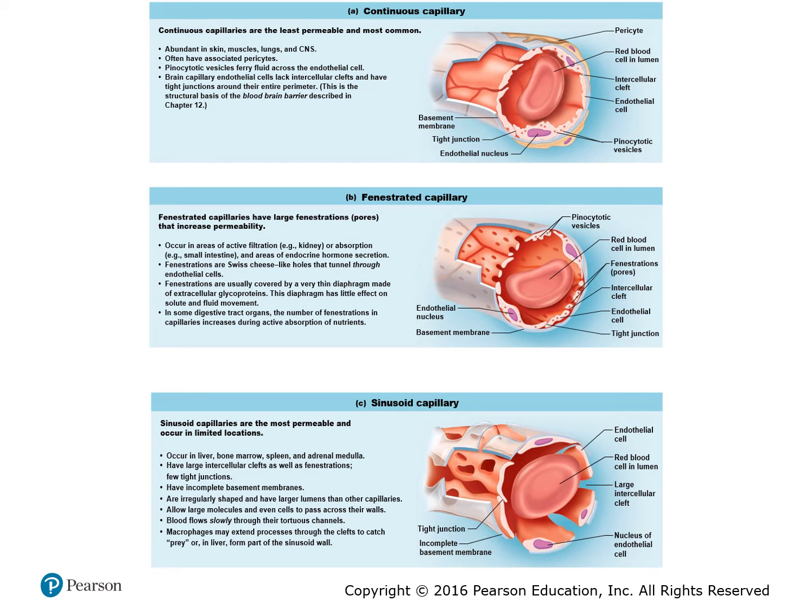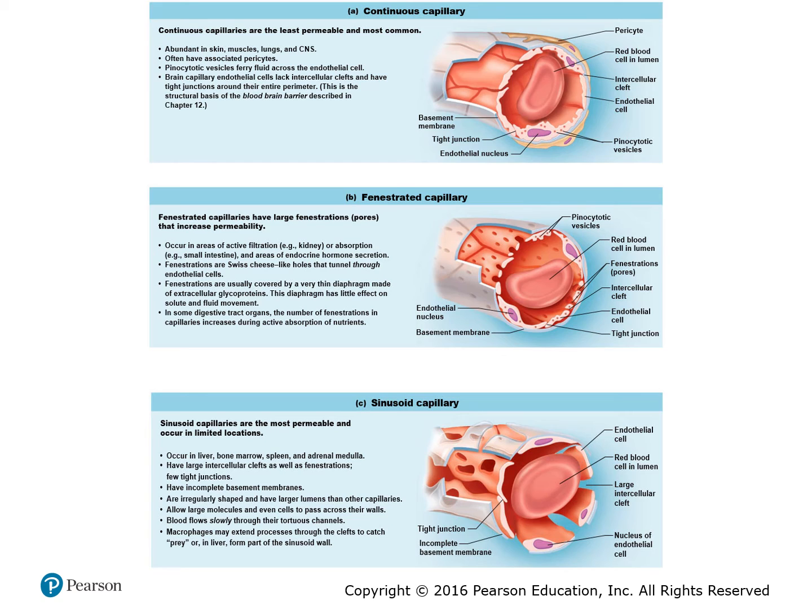Next, we have the fenestrated capillaries. These are found in areas that are involved in active filtration, such as the kidneys. The whole purpose of the kidneys is to filter out the fluid throughout your body and to make urine. When we get into kidney physiology, you're going to learn about the nephrons. We have over 1 million nephrons in each kidney, and the kidneys are really an amazing organ.